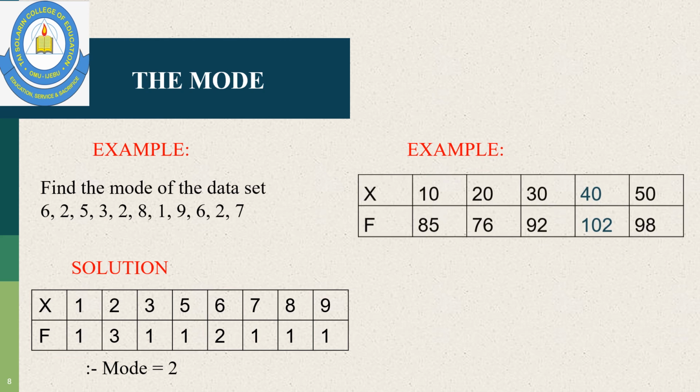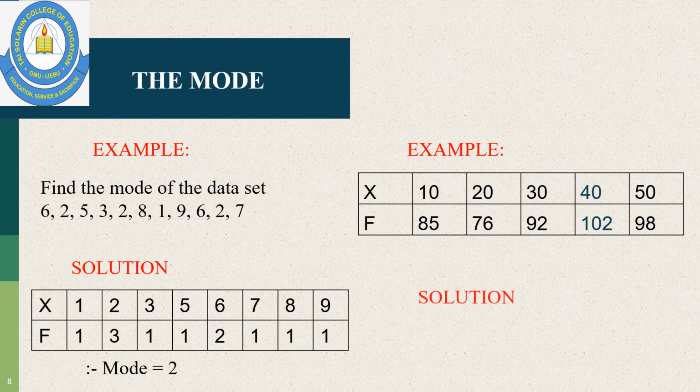Let's look at another example here. Looking at this table, we want to know which one is the highest, what is our mode. We discover that 102 is the highest frequency, which corresponds to 40. That means that our mode is 40.